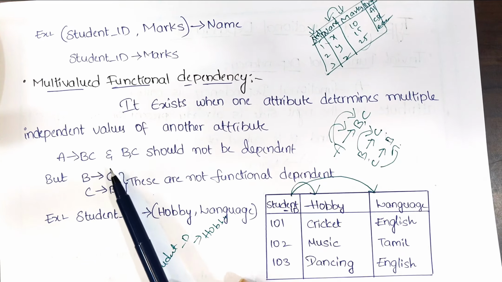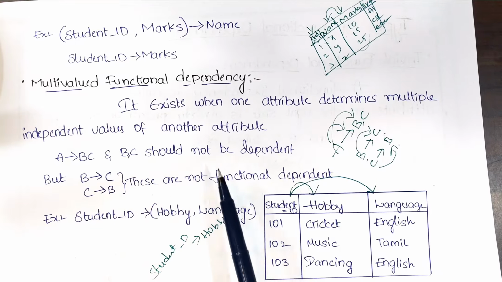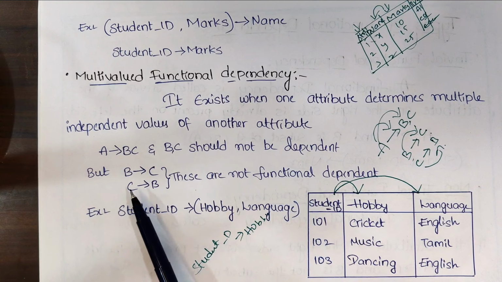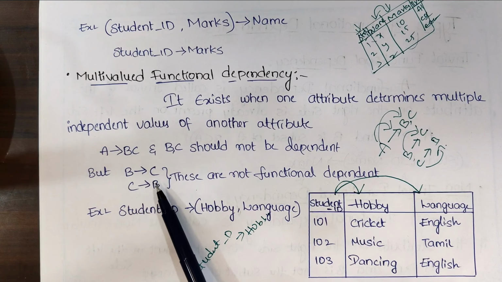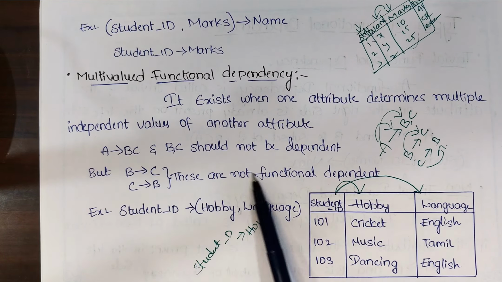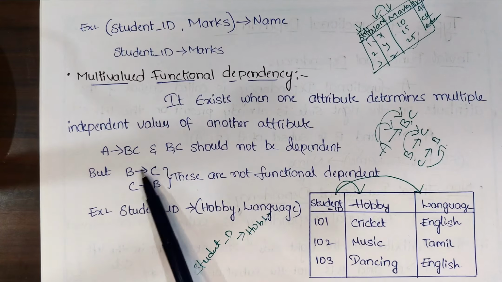A determines B and C, and B and C should not be dependent. Here B is not dependent on C and C is not dependent on B. These are not functionally dependent. This is what I have read.